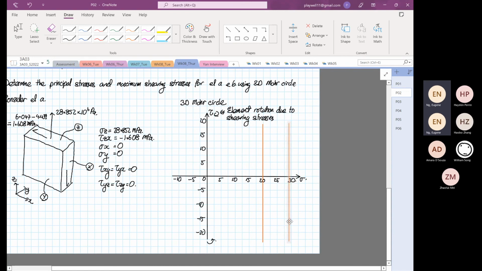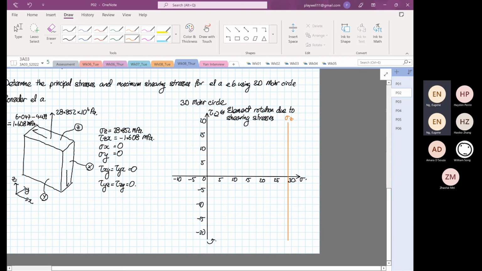So this is about 20, wait, 25, hold on. Oh, I divide by 2. Silly me. It's okay. So 28. It's a sketch. Okay. So this is our normal stress Z line.